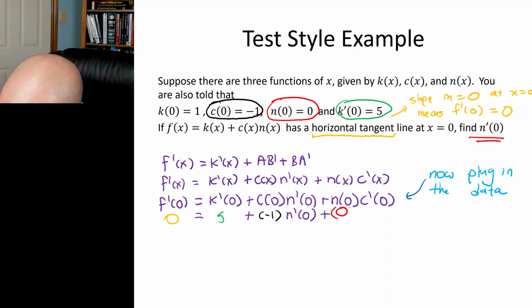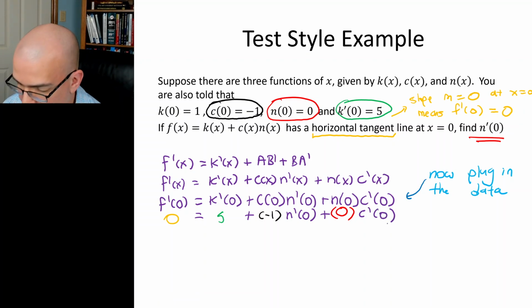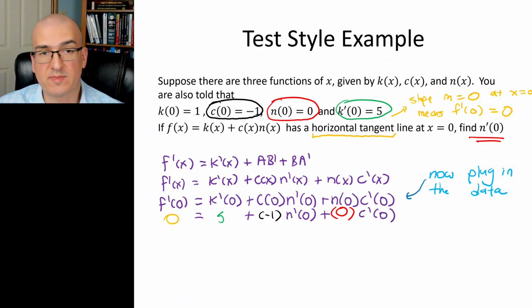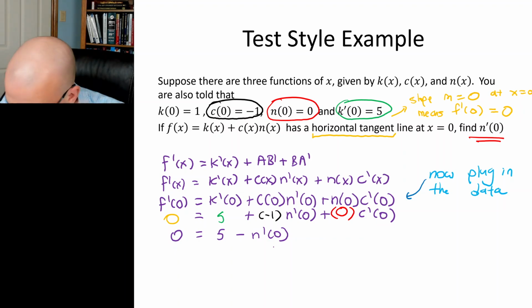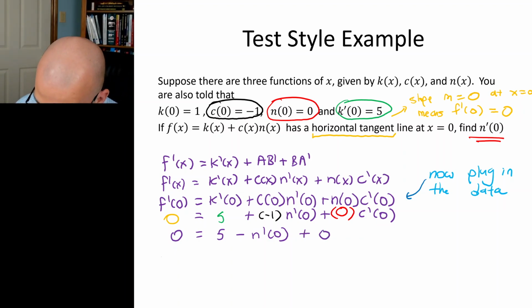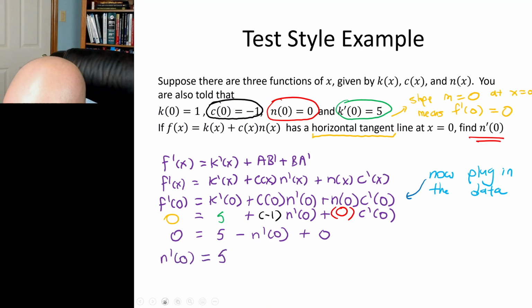And then c prime of 0 is not given, but it doesn't matter. c prime of 0 is being multiplied by 0, so whatever it is, multiplied by 0 is going to be 0. So I have 0 is equal to 5 minus n prime of 0 plus 0. I'm going to add n prime of 0 to both sides. n prime of 0 is equal to 5. That's it.